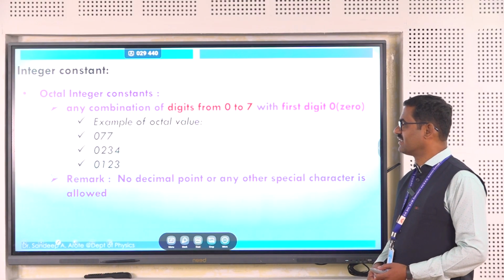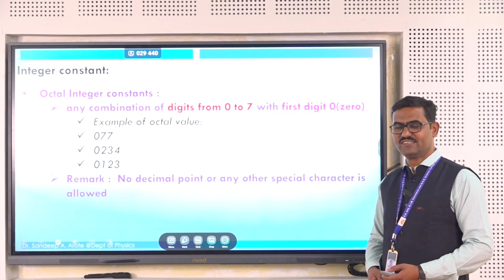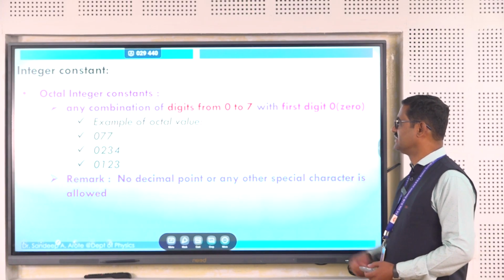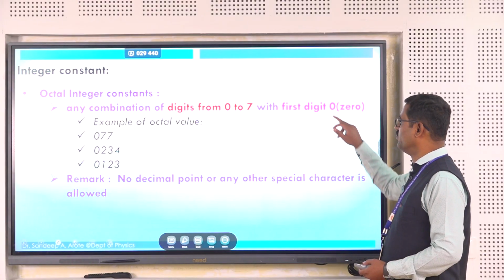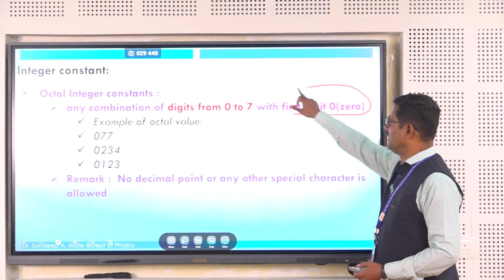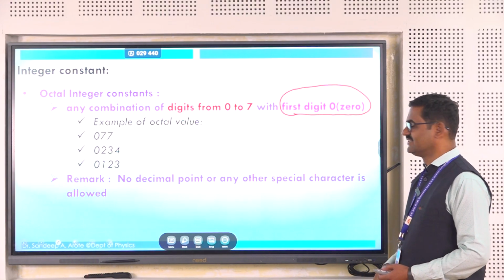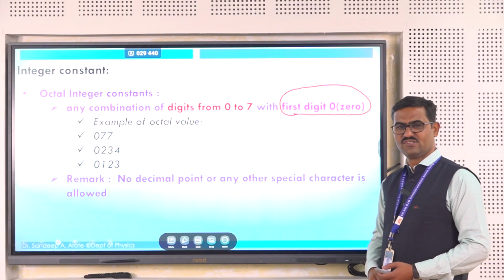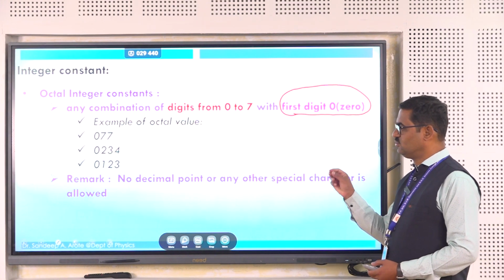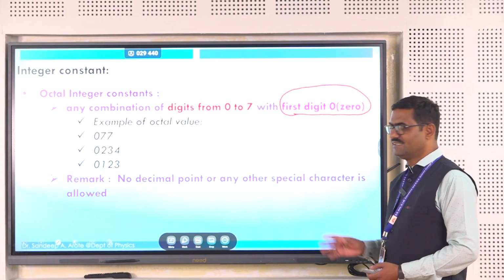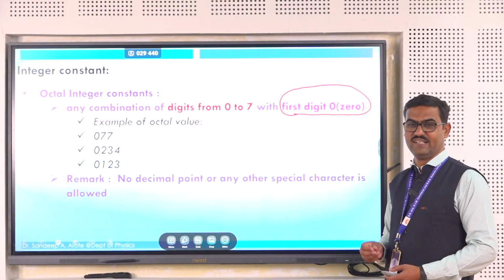The next is octal integer constant. What is an octal integer constant? An octal integer constant is any sequence of digits from 0 to 7 with the leading digit as 0, that is, the first digit should be 0. These are valid examples: 077, 0234, 0123. These are valid examples of octal integer constant.